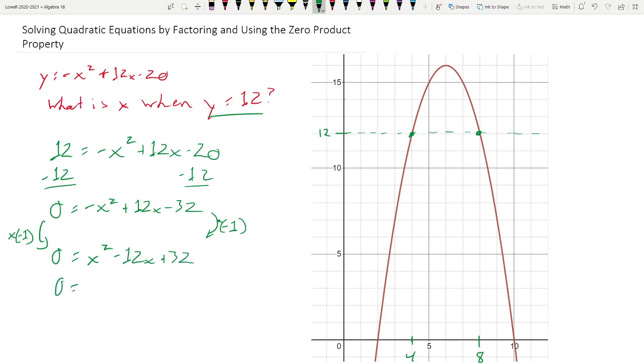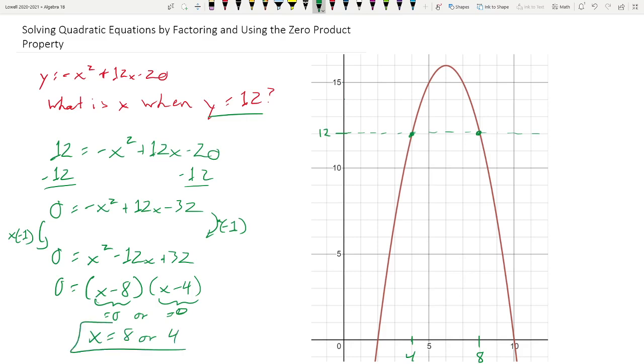I won't go through the factoring process in this video because I assume that you can do that. But we should end up with x minus 8 times x minus 4 equals 0, like so, leaving us with two answers. Either this piece equals 0 or this piece equals 0, and therefore we get two solutions where x is either equal to 8 or 4, again, as expected.